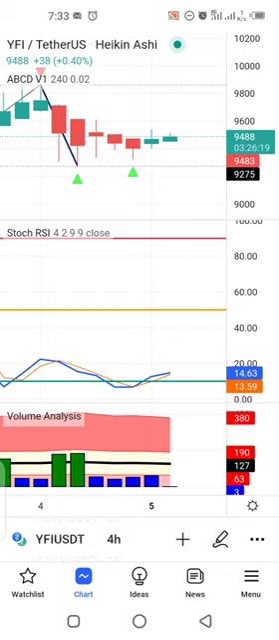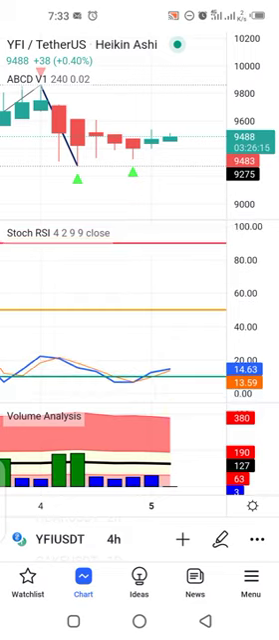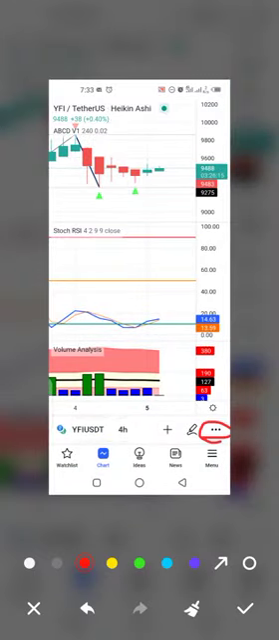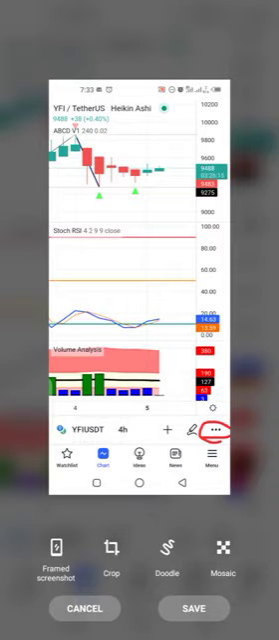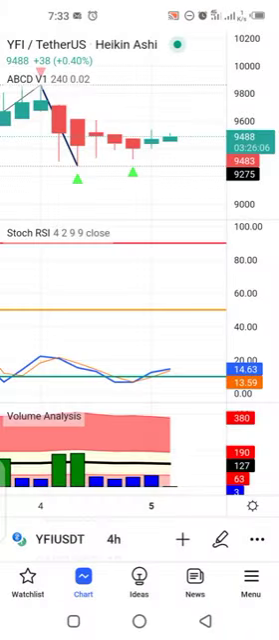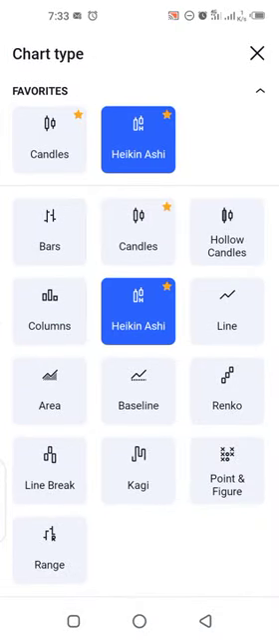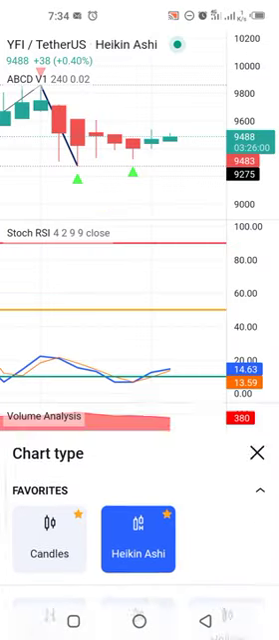So very soon, this video is going to be put up. So someone who says, how do I get the Heikin Ashi candles? You just tap here, right there, cancel it off. Then you come on chart and choose the Heikin Ashi candles.